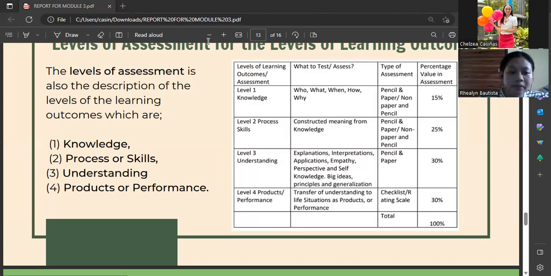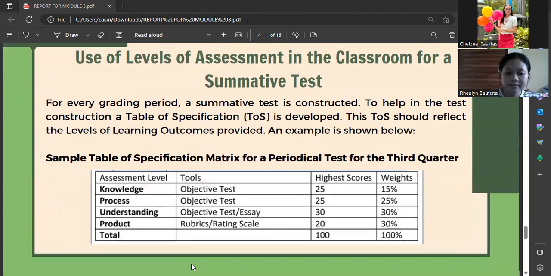While in level 4, products and performance, transfer of understanding to life situation as product or performance. Ang ginagamit na type of assessment is checklist or rating scale. And ang percentage value in assessment is 30%, with a total percentage value in assessment of 100%. Next.